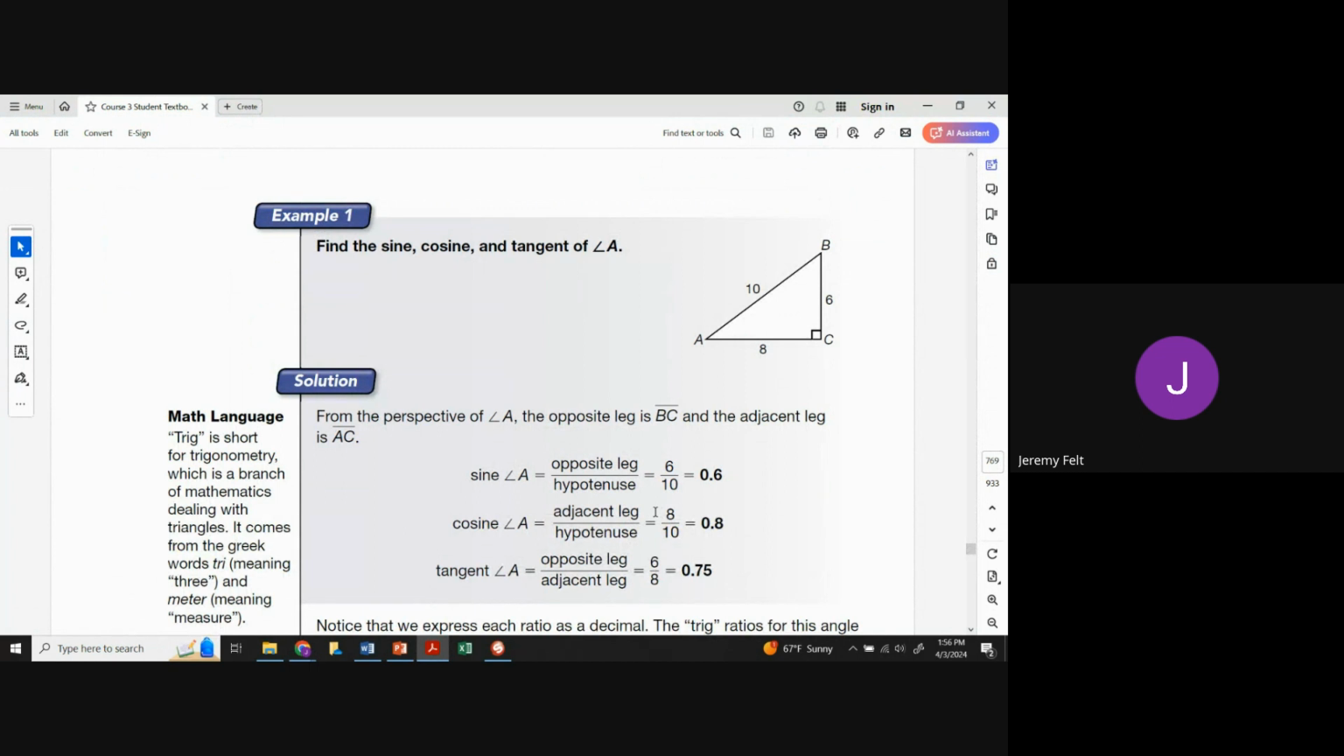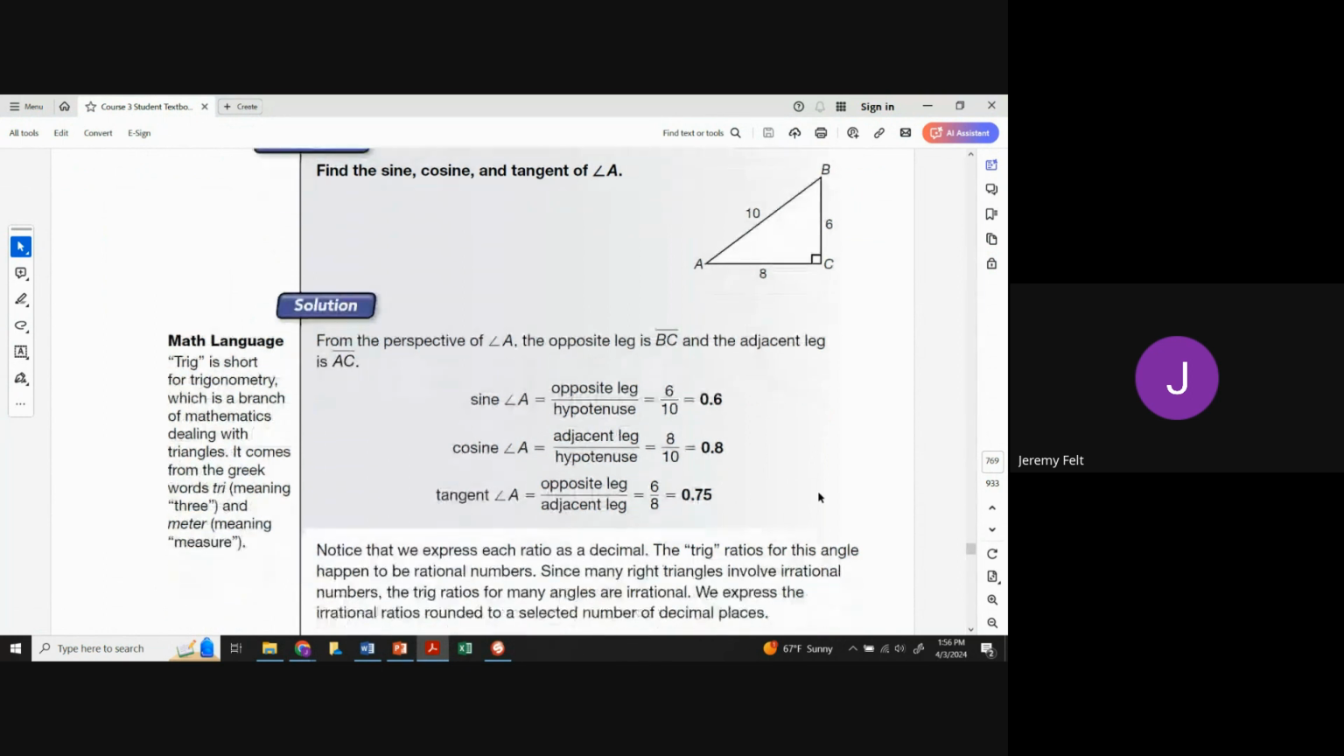We just did an example of this, but let's say it's an 8, 6, 10 triangle, so we just doubled the triangle we were looking at, scale factor 2. We went from 3, 4, 5 to 6, 8, 10. We're looking at angle A here. 6 over 10, sine is opposite over hypotenuse. 6 over 10 is 0.6. Cosine, adjacent, 8 over hypotenuse of 10 is 0.8. And then TOA, tangent, is 6 over 8, 0.75.